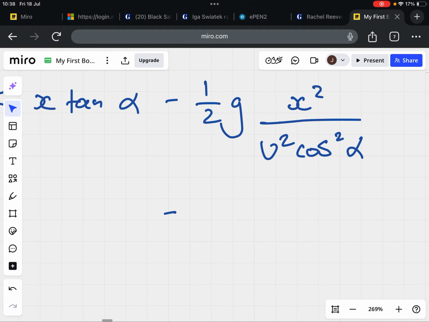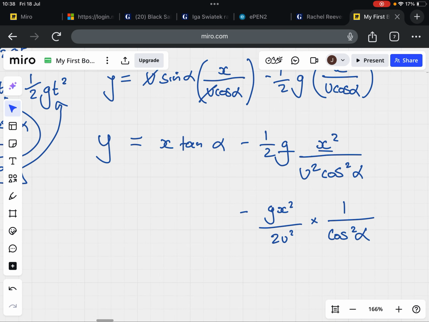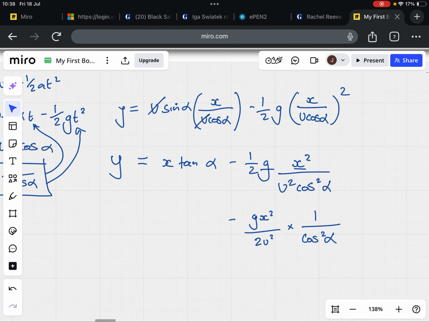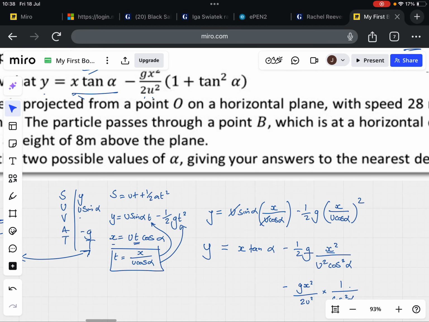So let's do, these go together, they're on the top line, right? Imagine this is like over 1 or something. So gx squared over 2u squared times 1 over cos squared alpha. So check that that's correct. If you multiply it back, it should take you to an equivalent statement. So yeah, I'm happy with that.